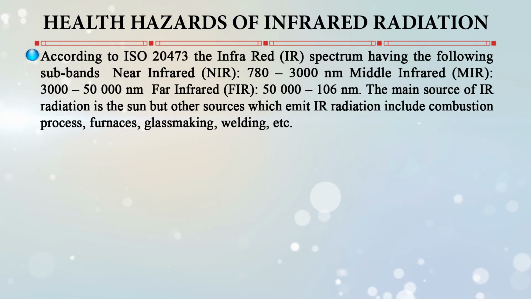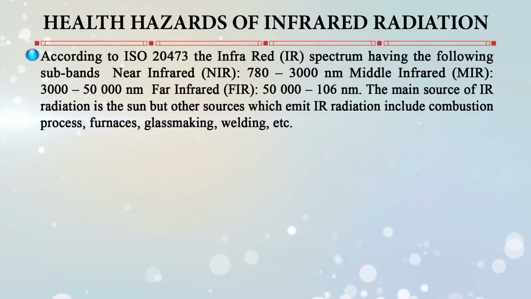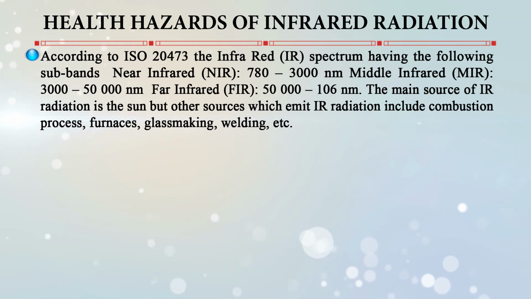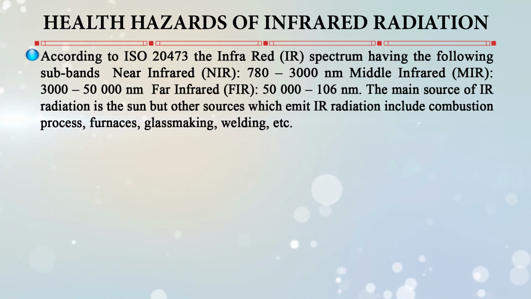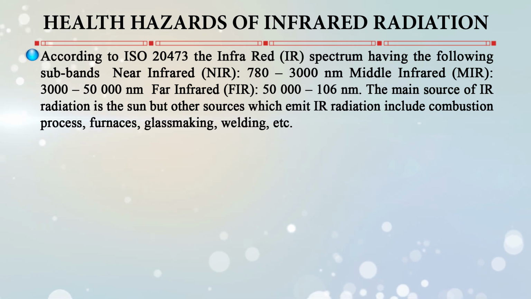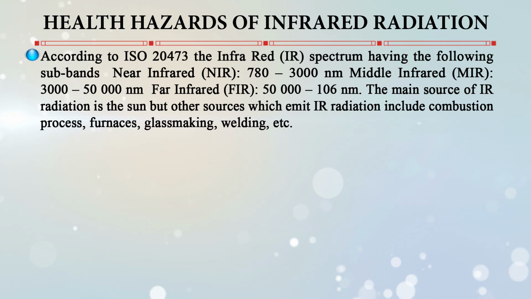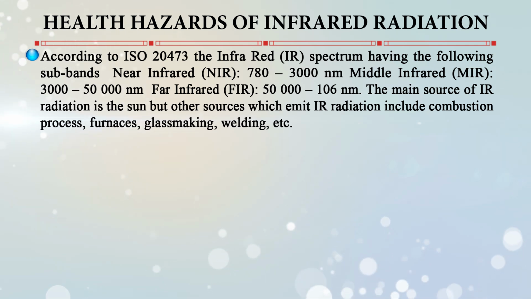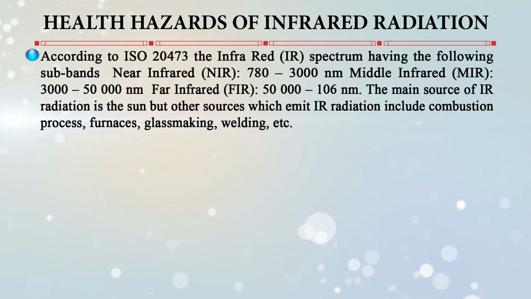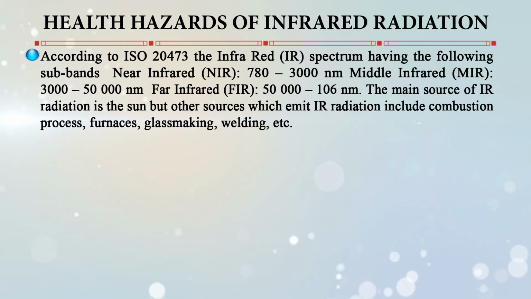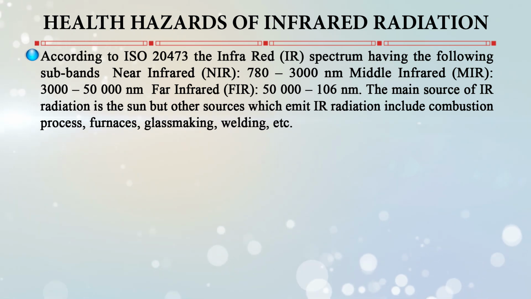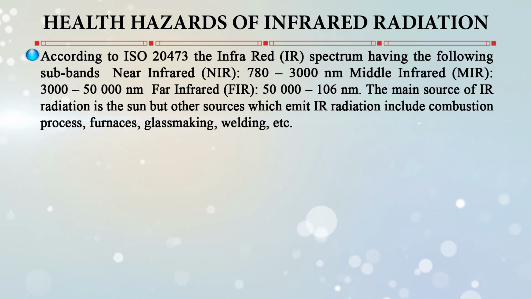And what are the health hazards of infrared radiation? According to ISO 20473, the infrared radiation spectrum has the following subbands: near infrared, which is 780 to 3000 nanometers. Middle infrared radiation is 3000 to 50,000 nanometers. The far infrared range is 50,000 to 10^6 nanometers.